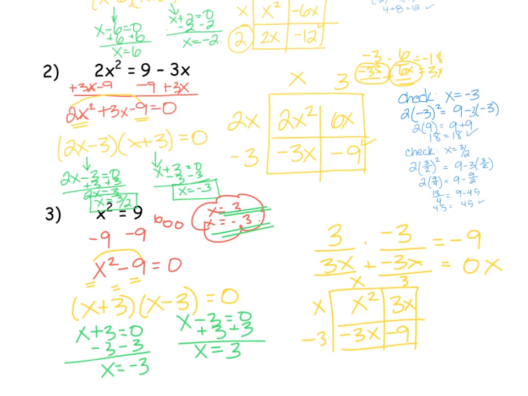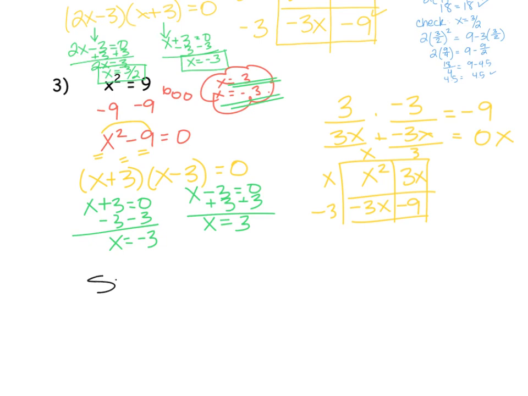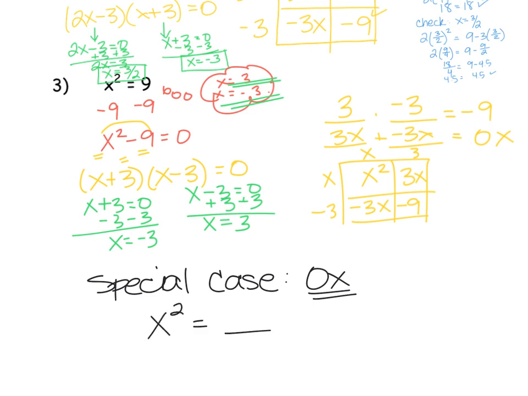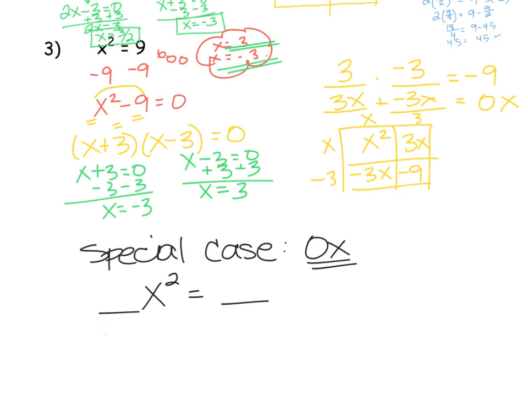So the other way you could do this problem is by taking the square root of both sides, and this is a special case. A special case is if I have a 0x term, then I can get the x squared terms on one side and the number terms on the other side, and then I can take the square root of both sides. So in this case, if I have x squared equals 9, I can say that x equals the positive or negative square root of 9, which is positive or negative 3, the solutions that I got before.